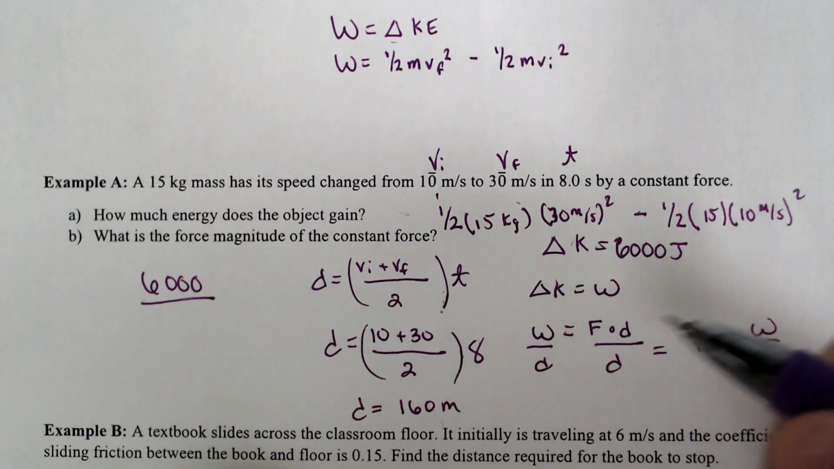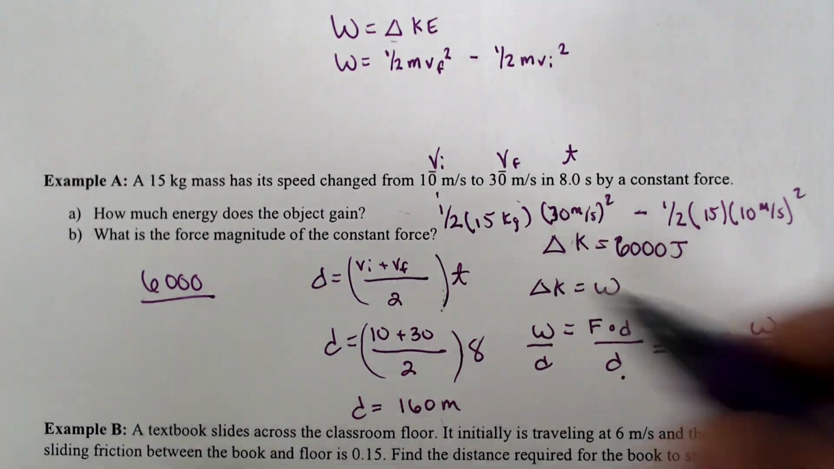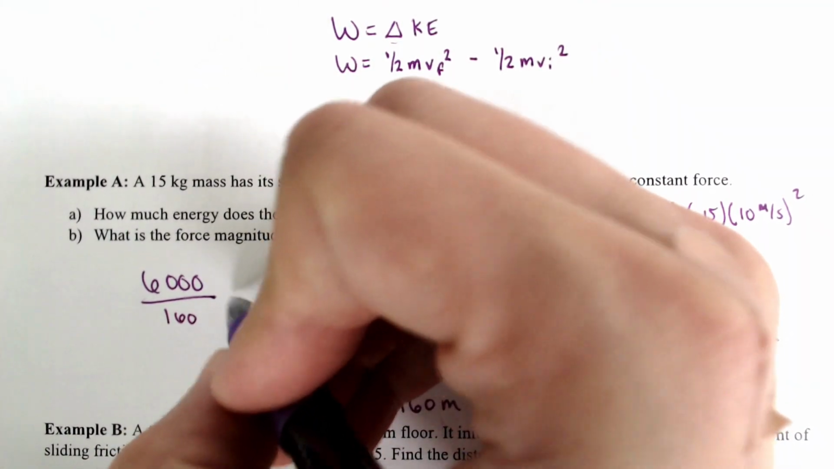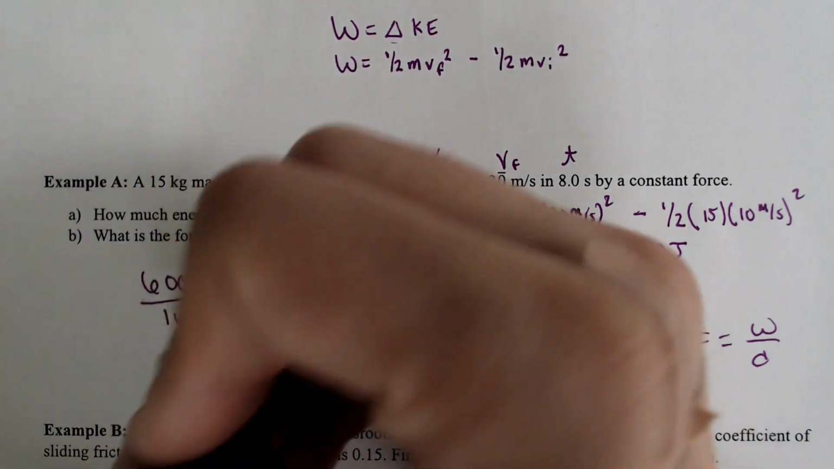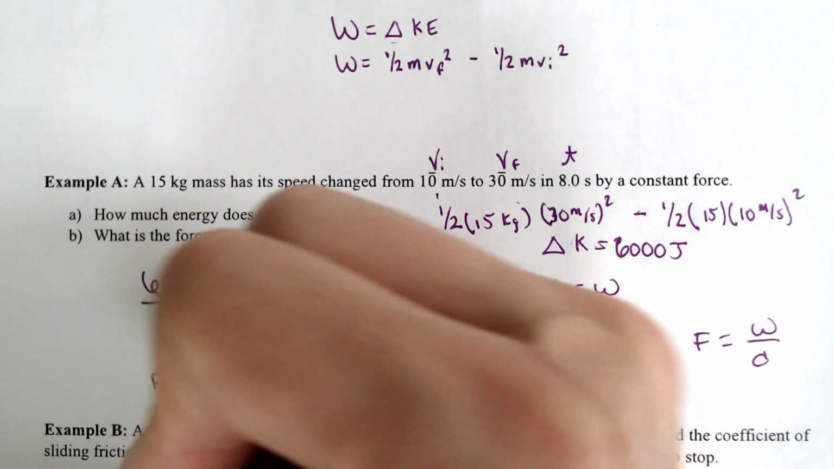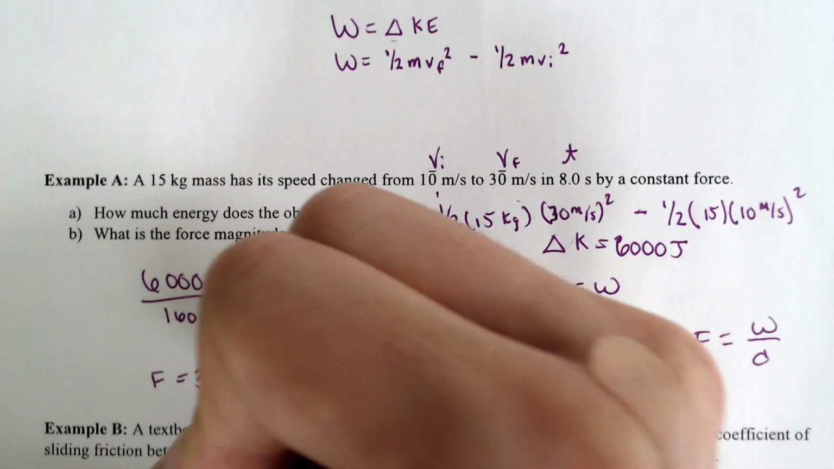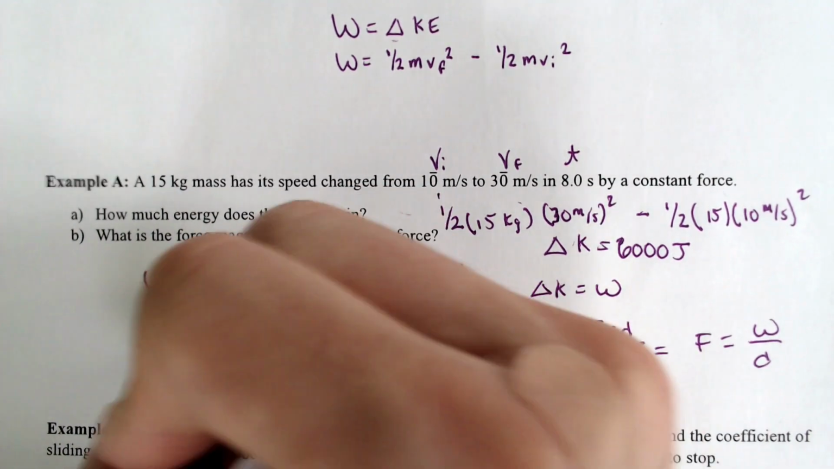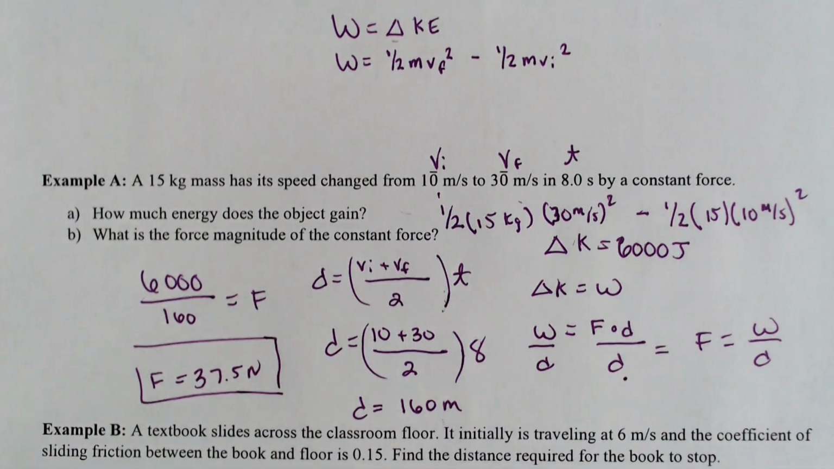So now that we know our distance, we can plug that in, 160, and we can figure out the overall force that was done on here was equal to 37.5 newtons. Okay? Next one.